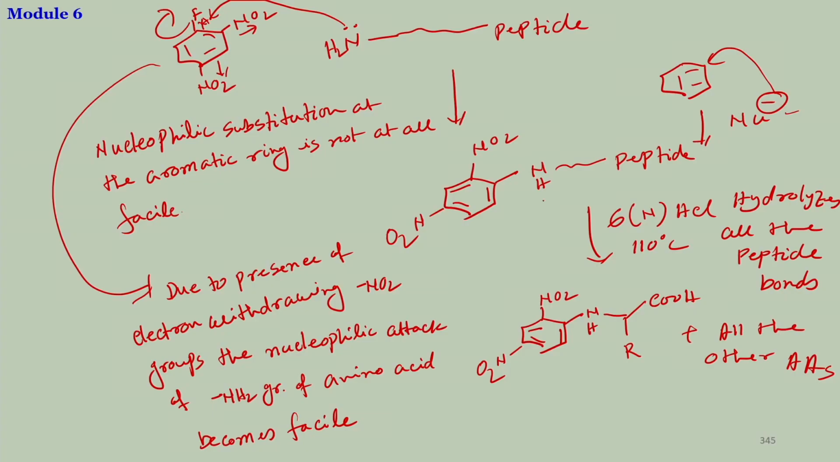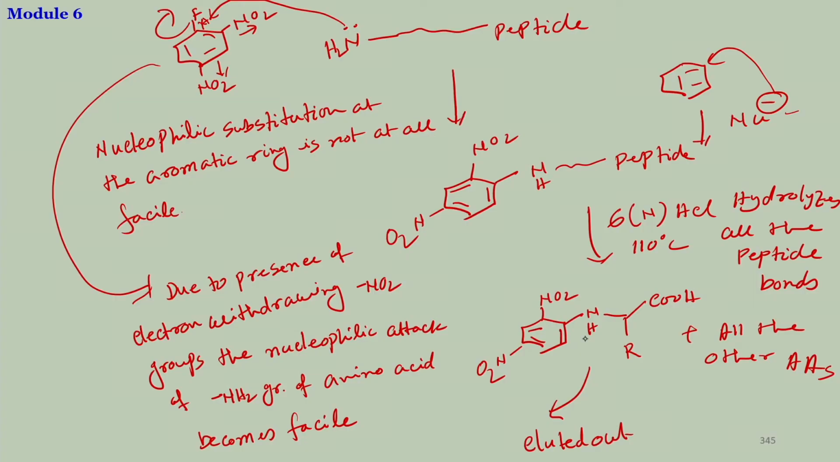The first one, the N terminal one, would be attached to this 2,4-dinitro aromatic compound, and this is colored. So, this can be separated out, eluted out. So, this will have a distinct appearance compared to all the others present in the mixture, and of course, it can be easily separated also.